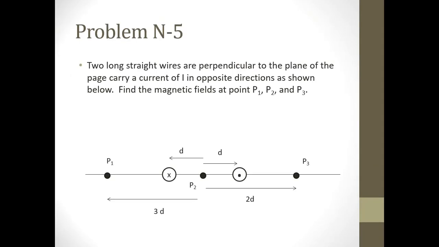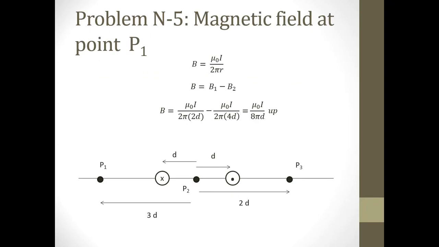Now let's take a look at a situation where we have two long straight wires that are perpendicular to the plane of the page. One carries a current out of the page, that one would be the one on the right, and one carries a current into the page, and that'd be the one on the left. And let's say we're going to try to find the magnetic fields at point P1, P2, and P3. Each one I've said is a distance d away from the center point, which is P2. P3 is located d to the right of the right wire, and P1 is located 2d to the left of the left wire. So if we actually work out what's happening with the left-hand wire, I think I'm doing P1.